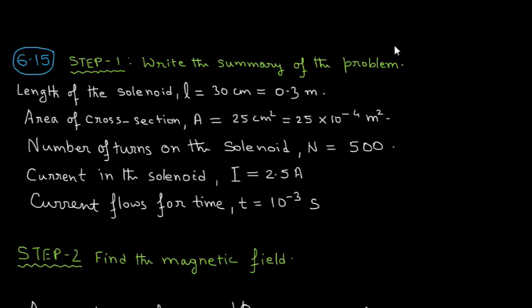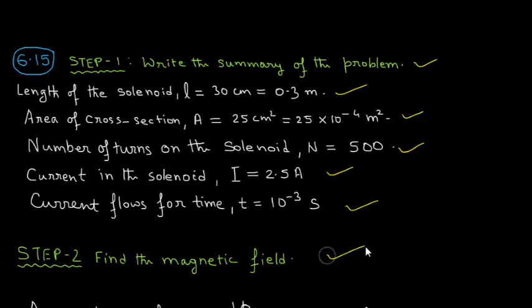Step 1, write the summary of the given data. Length of the solenoid L is equal to 30 centimeter, that is 0.3 meter. Area of cross section A is equal to 25 centimeter square, that is 25 into 10 to the minus 4 meter square. Number of turns of the solenoid N is equal to 500. Current in the solenoid I is equal to 2.5 ampere, and the current flows for time t is equal to 10 to the minus 3 seconds.